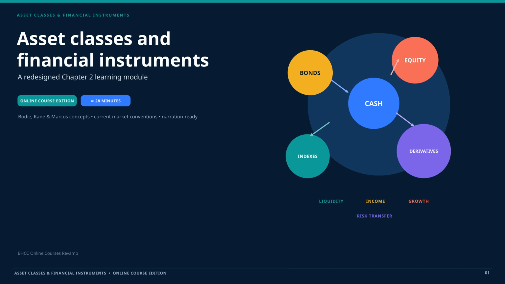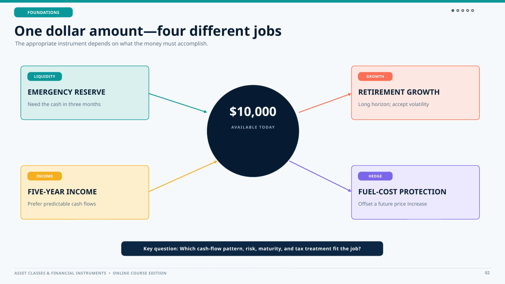The slides are intentionally concise and visual. The narration provides the explanation, while worked examples show how quoted yields, tax treatment, index construction, and derivative payoffs affect investment decisions. Suppose you have $10,000 available today. The amount is the same, but the job may be very different.